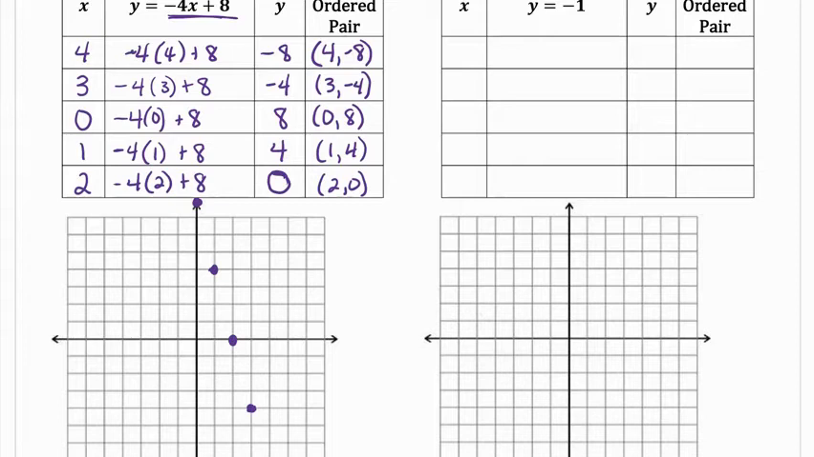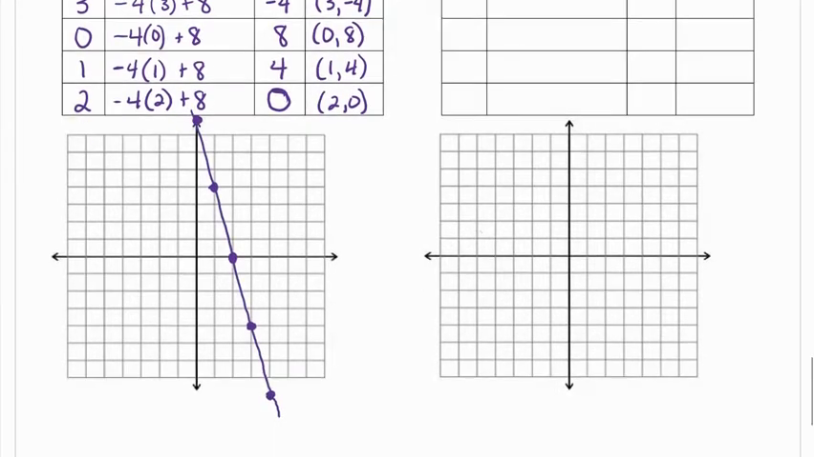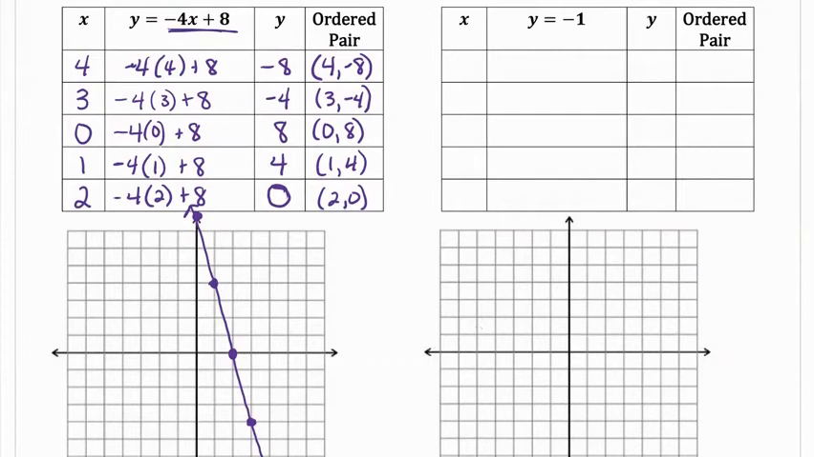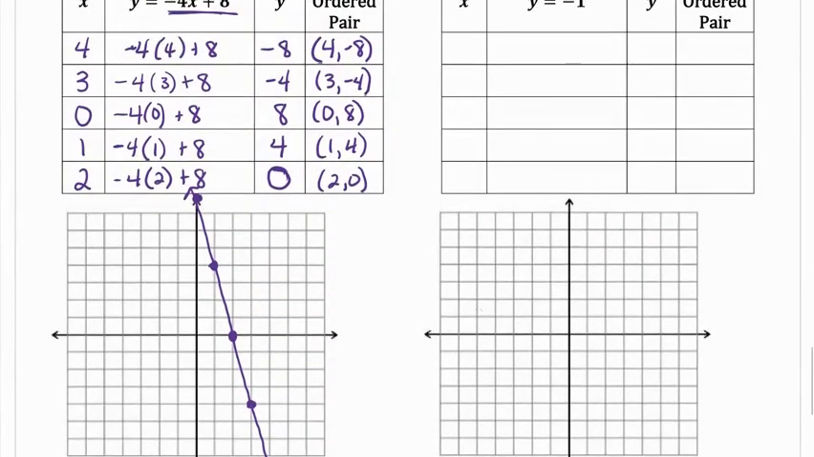See how our points line up in a line. We can draw it as straight as we can to make our line. Okay, so sometimes maybe adjust your input values so they fit a little bit better.